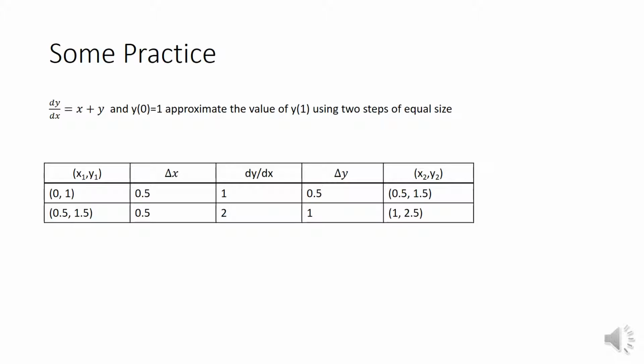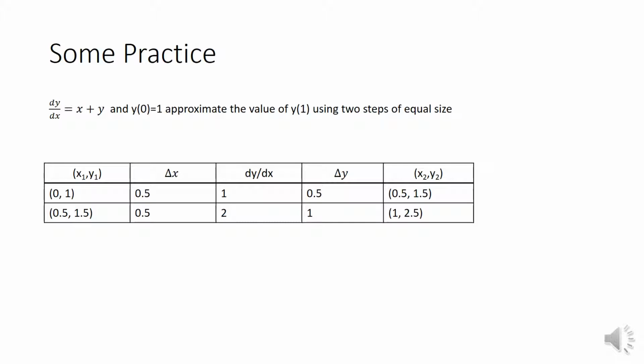So then you're going to be doing this process again to get from an x value of 0.5 to an x value of 1. So again, you just put in your initial condition, which is 0.5 as your x value, 1.5 as your y value. Your change in x is still 0.5. In this case, your dy/dx is going to be different. It's going to be 2 when you plug that into your differential equation. So that's going to approximate the slope over that segment of the interval.